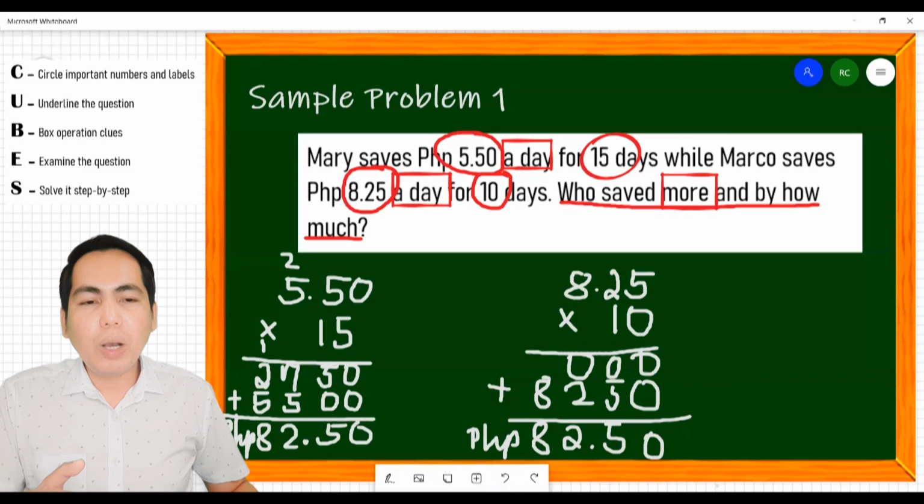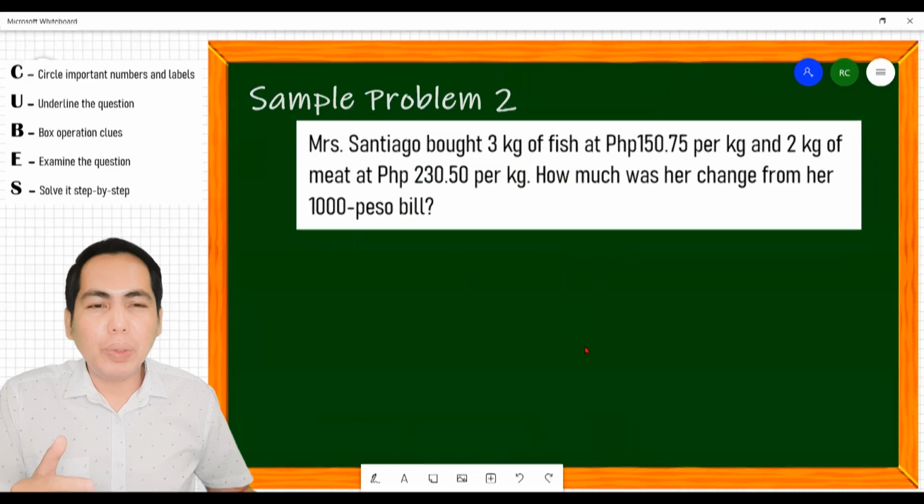Let's proceed to our sample problem number 2. Mrs. Santiago bought 3 kilograms of fish at 150 pesos and 75 centavos per kilogram and 2 kilograms of meat at 230 pesos and 50 centavos per kilogram.